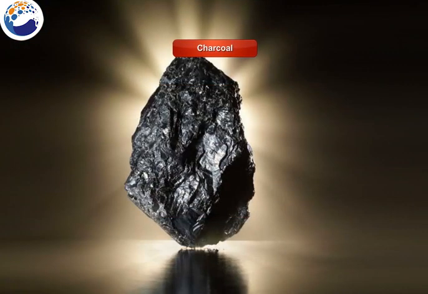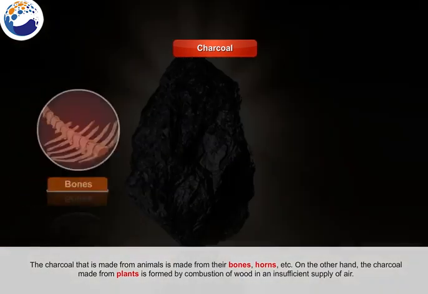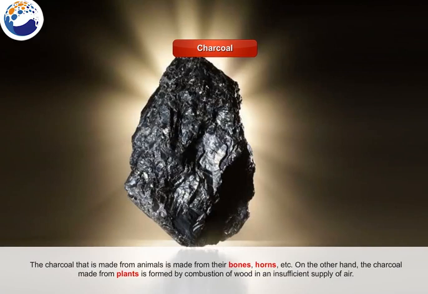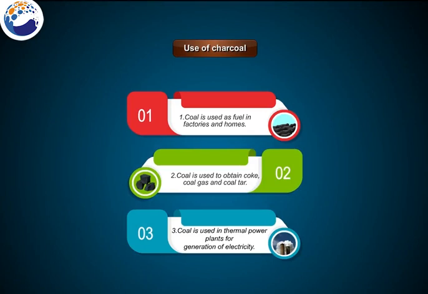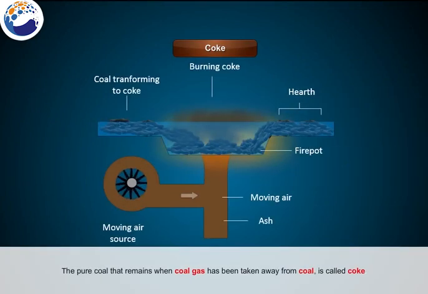2. Charcoal. The charcoal that is made from animals is made from their bones, horns, etc. On the other hand, the charcoal made from plants is formed by combustion of wood in an insufficient supply of air. Uses of charcoal. 3. Coke. The pure coal that remains when coal gas has been taken away from coal is called coke.